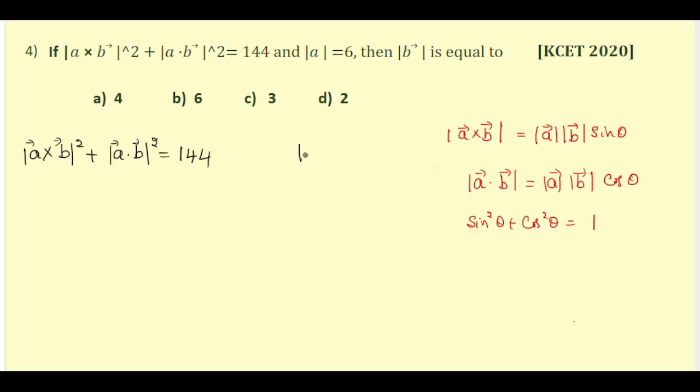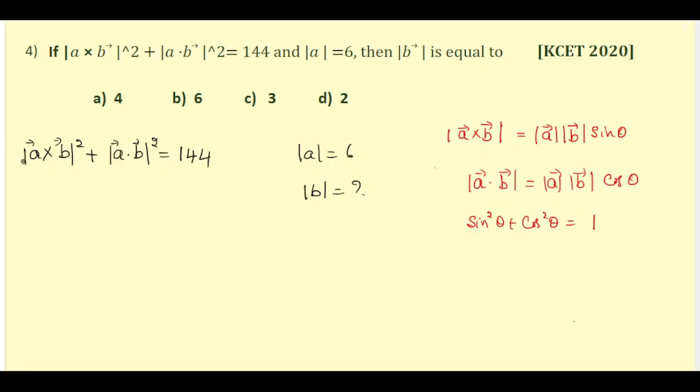And given magnitude of A equal to 6, find the magnitude of B. So we know that the cross product of two vectors is given by magnitude of A into magnitude of B into sine theta, and the dot product of two vectors equals magnitude of A into magnitude of B into cos theta.